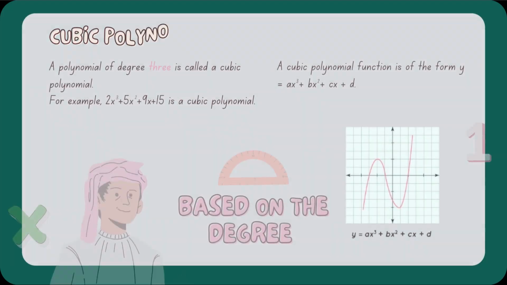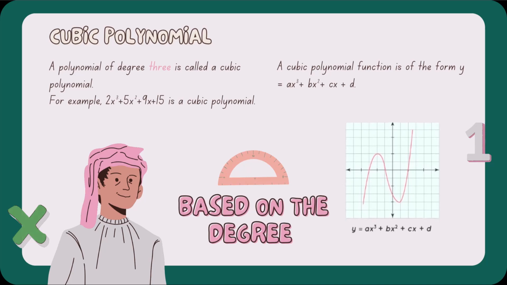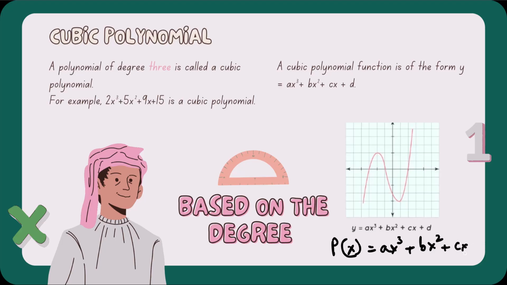What is the next? Cubic polynomial. A polynomial of degree 3 is called a cubic polynomial. So 2x cubed plus 5x squared plus 9x plus 15. What is the degree here? 3, right? So a cubic polynomial function is of the form y is equal to ax cubed plus bx squared plus cx plus d, right? So you can also change this and write p of x is equal to what? ax cube plus bx square plus cx plus d. Okay, a is the coefficient of x cube, b is the coefficient of x square, c is the coefficient of x, and d is the constant, right? So this is the representation of a cubic polynomial function.